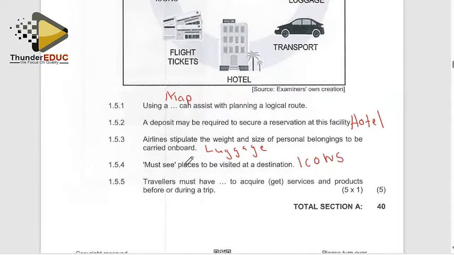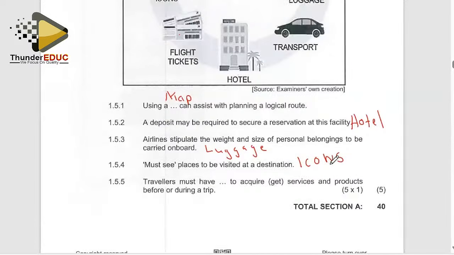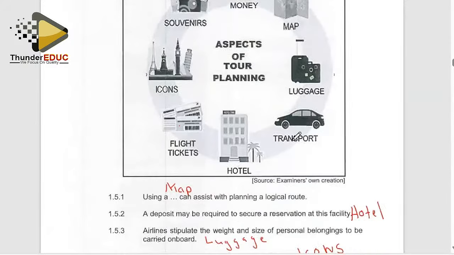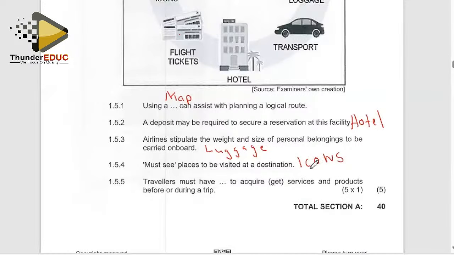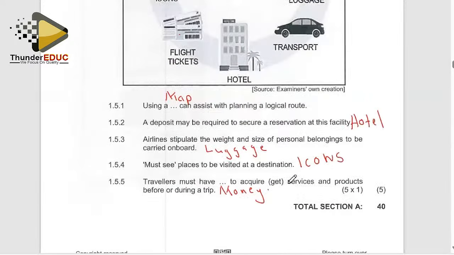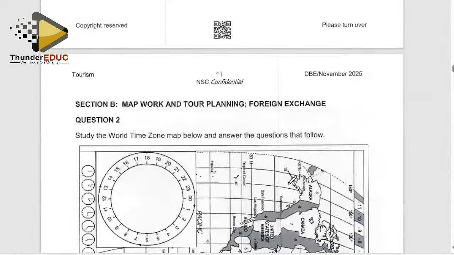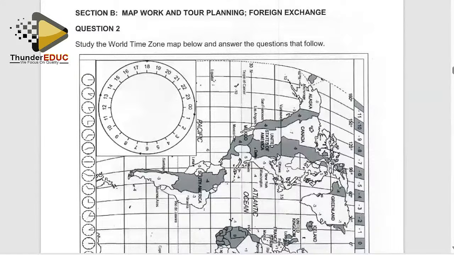Then travelers must have money to get services and products, because trips are funded by money. Trips are very, very expensive. So travelers are supposed to show money before or during a trip. So basically, that is the total for section A, where you can easily get 40 out of 40. Then map work and tour planning and foreign exchange.